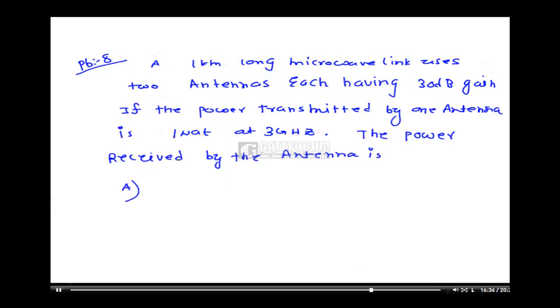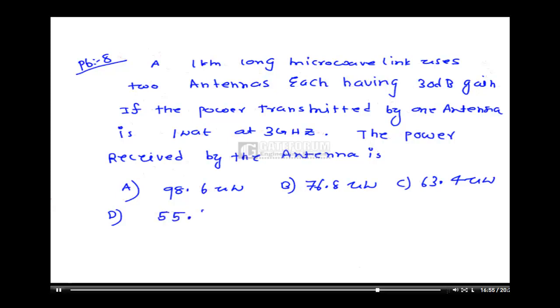Option A, 98.6 microwatt; option B, 76.8 microwatt; option C, 63.4 microwatt; option D, 55.2 microwatt. This is another problem.